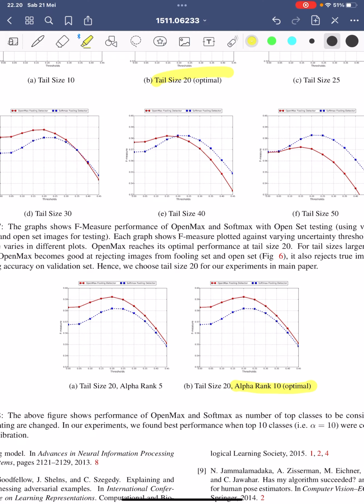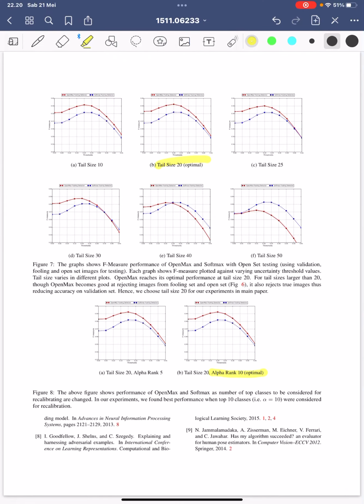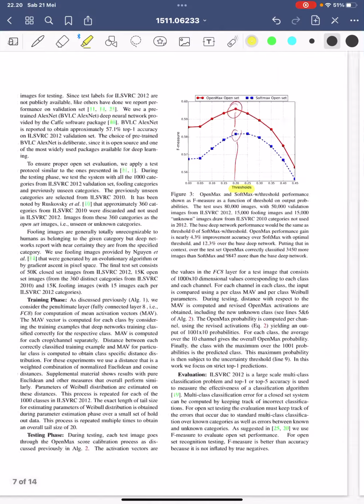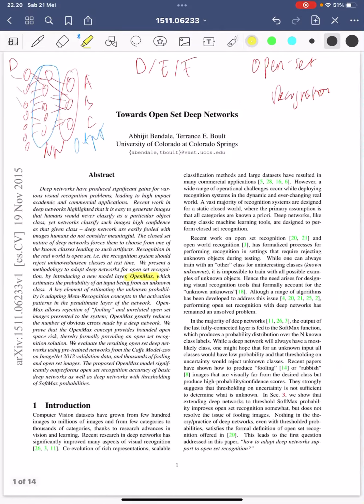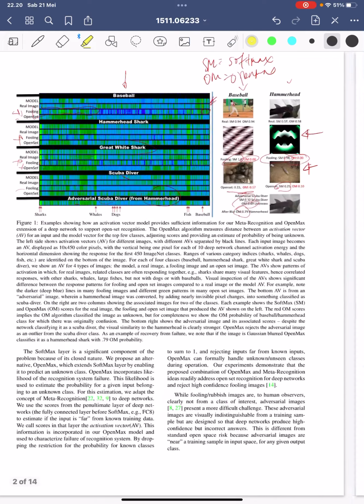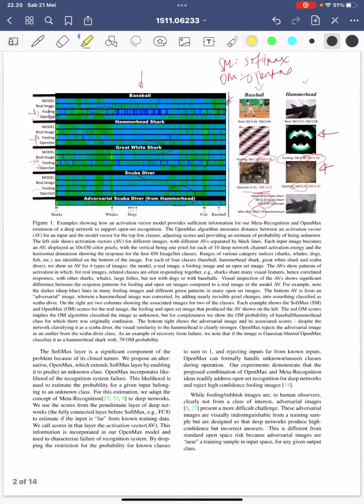So that's the summary of the paper Towards Open Set Deep Networks, which replaces the SoftMax layer with OpenMax by calibrating the activation factors based on the Weibull distribution. This is good in terms of ImageNet, but we still do not know the performance in real-world applications, especially with high-resolution and much more complex images.